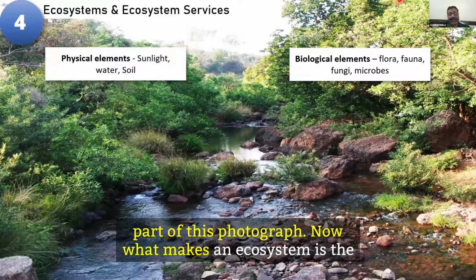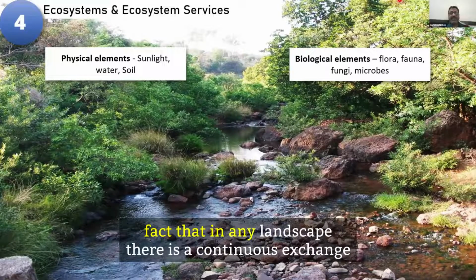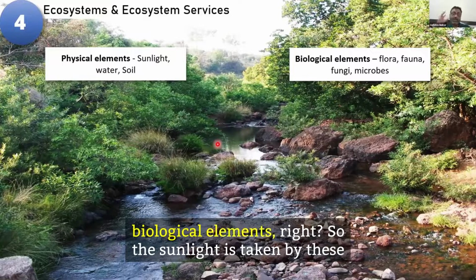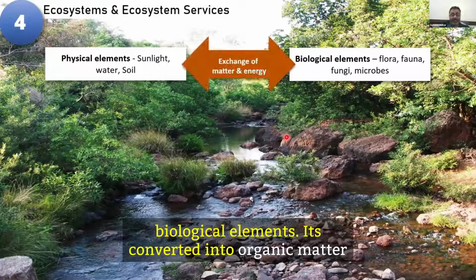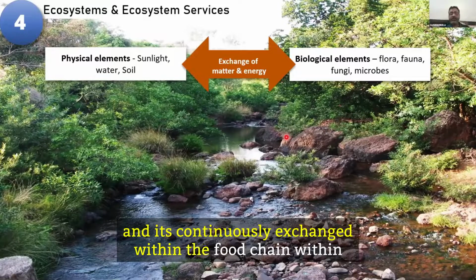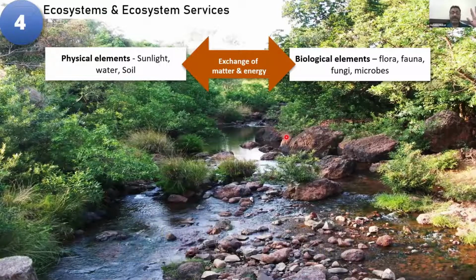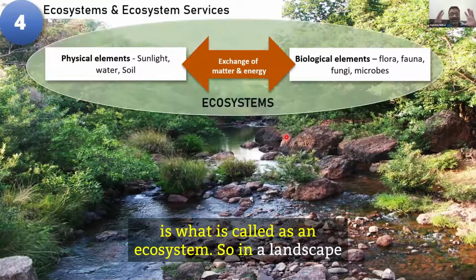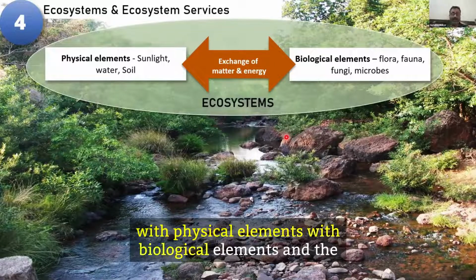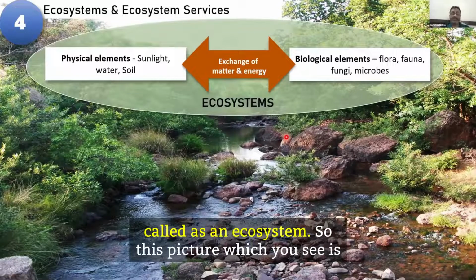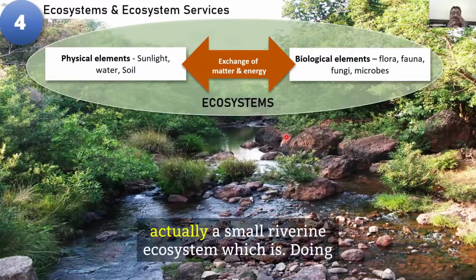Now, what makes an ecosystem is the fact that in any landscape, there is a continuous exchange of matter and energy between the physical elements and the biological elements. Right, so the sunlight is taken by these biological elements, it's converted into organic matter, and it's continuously exchanged within the food chain, within the food web, and it gets recycled as nutrients. And this is what is called an ecosystem. So a landscape with physical elements, with biological elements, and the constant exchange of matter and energy creates what is called an ecosystem. So this picture which you see is actually a small riverine ecosystem which is doing that.